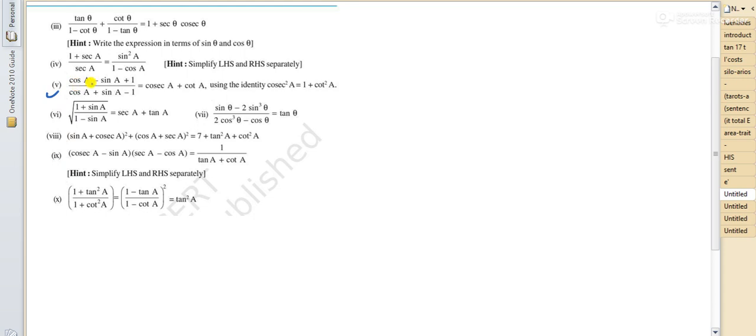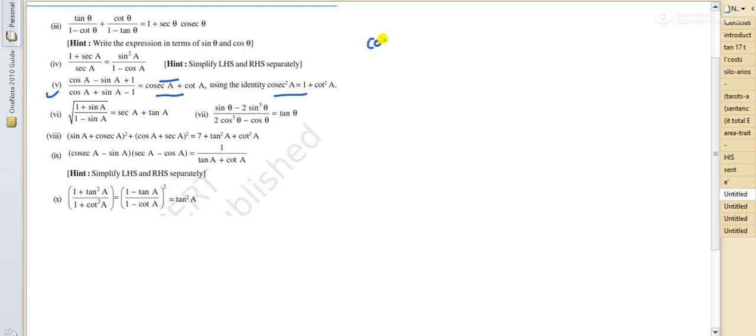They have given, prove that (cos A minus sin A plus 1) divided by (cos A plus sin A minus 1) is equal to cosec A plus cot A. And we have to use the identity cosec square A is equal to 1 plus cot square A. So if you look at the question, they are already given in terms of cos and sine. And in the RHS, you need cosec and cot. So to convert them into cot and cosec, we will divide the whole numerator and denominator by what? Sine.